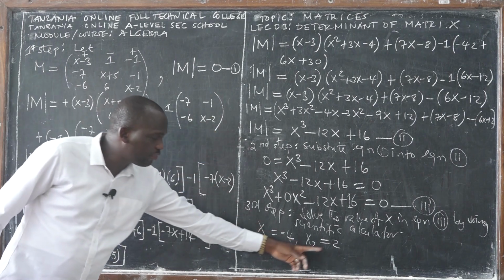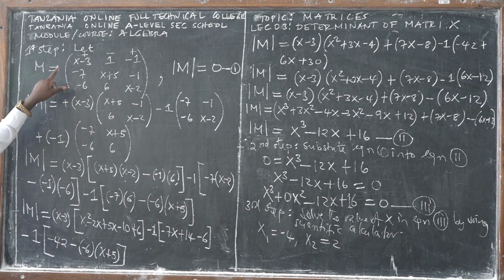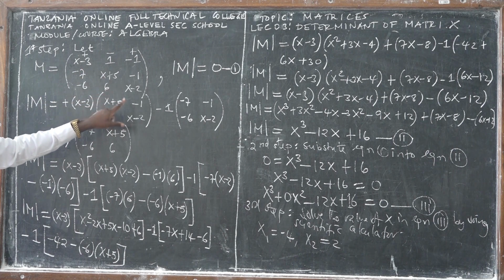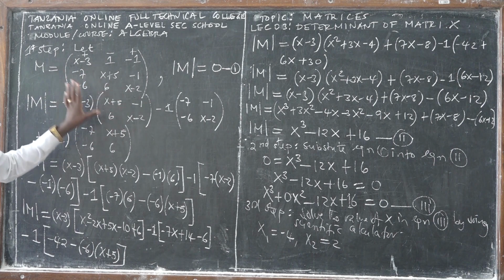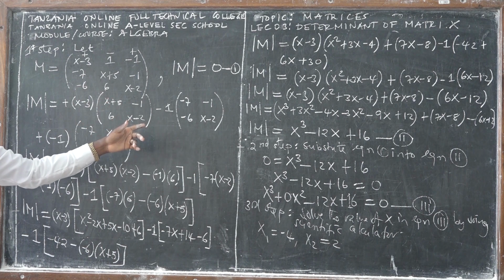Also, if you substitute the value of x equal to 2, you'll have negative 1, you'll have positive 7, you'll have 0. If you find its determinant, the value is 0.